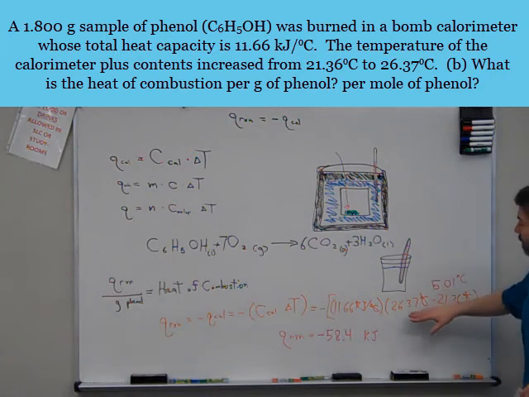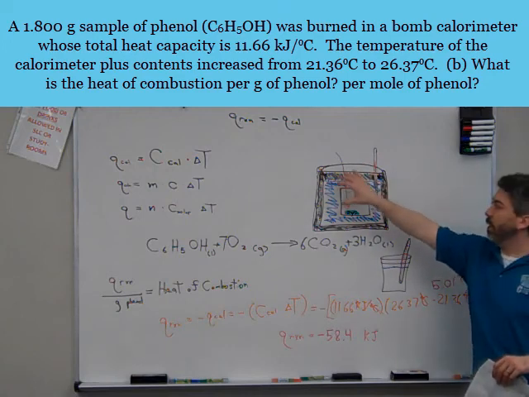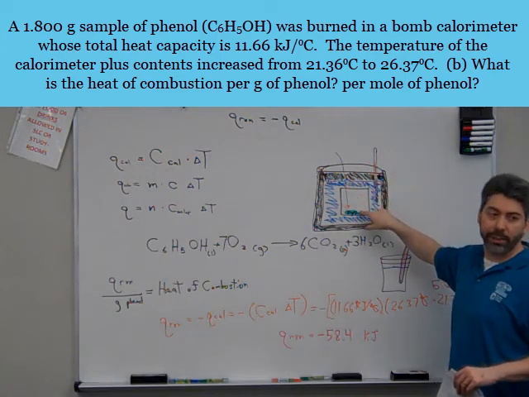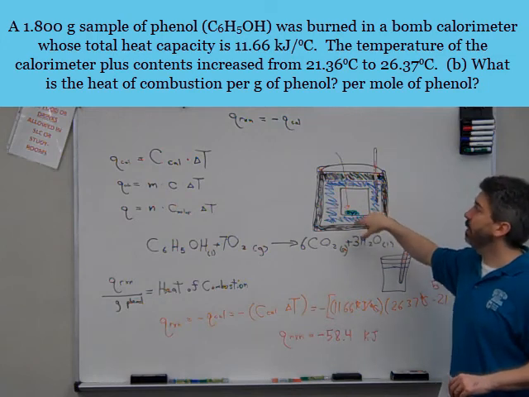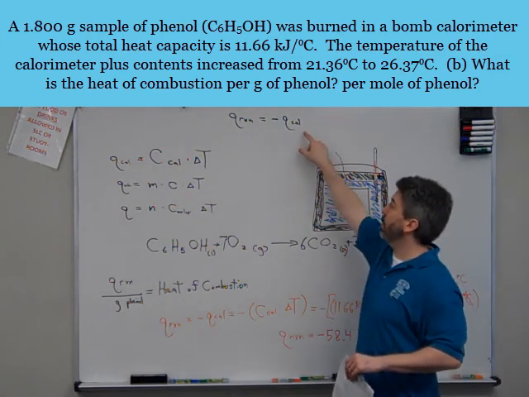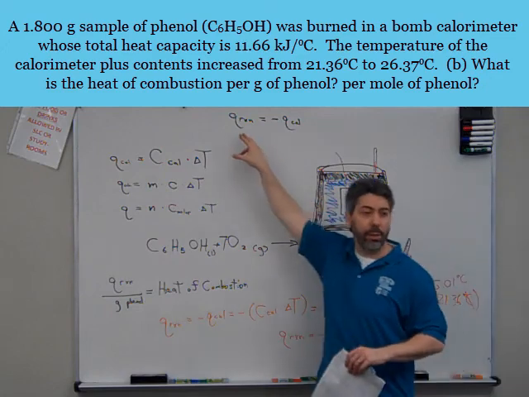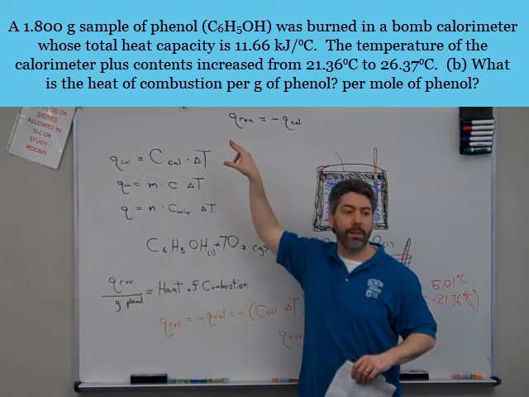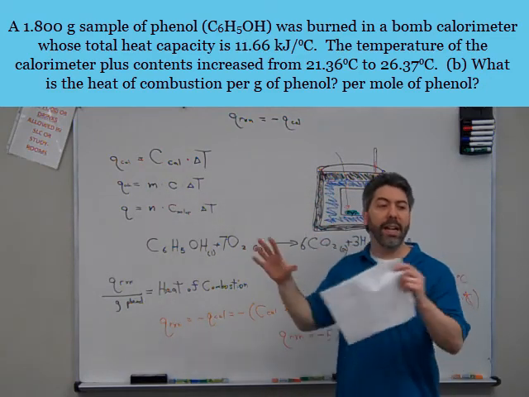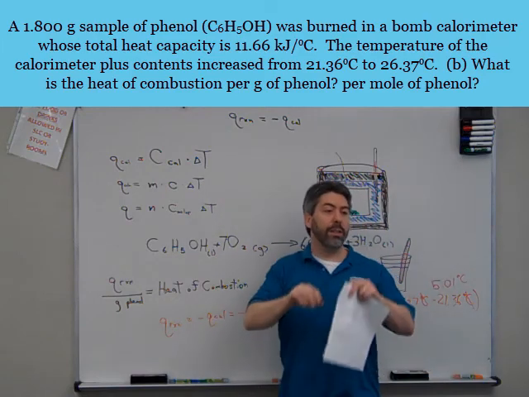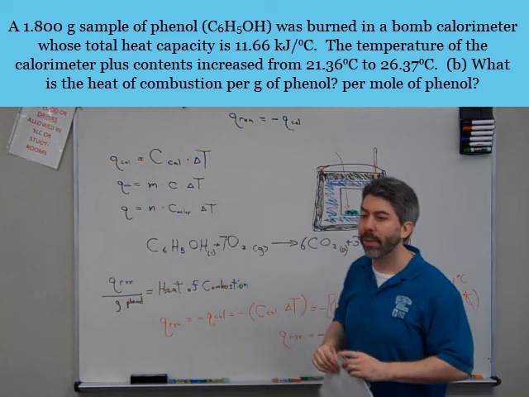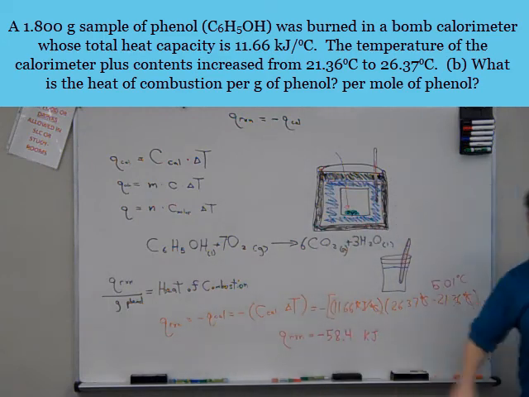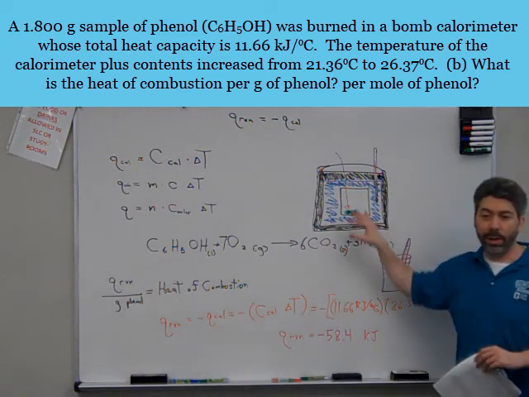So because this got warmer, that means energy was released from the system. The energy was released from the reaction. The Q of the calorimeter is positive, but the Q of reaction is negative. The calorimeter gained because the reaction lost. That's why the Q of reaction is negative, because the surroundings gained energy.